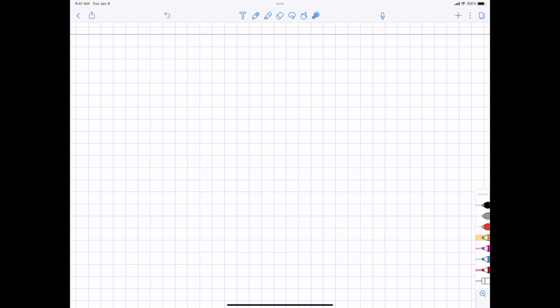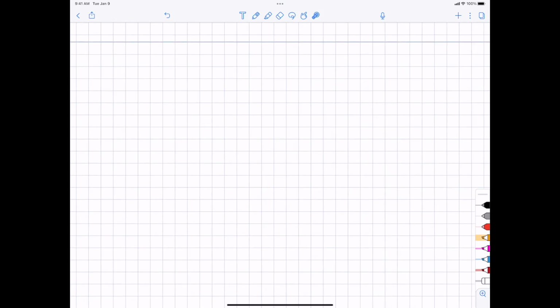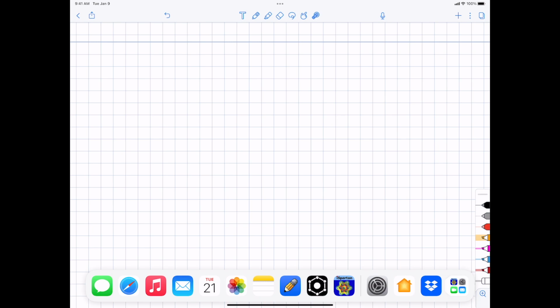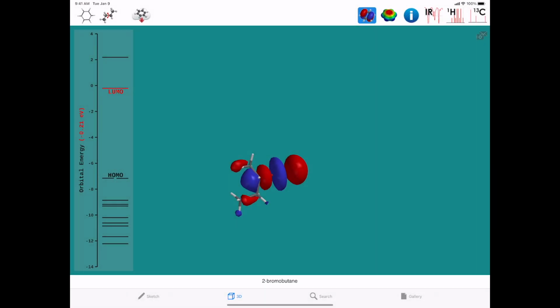I'm trying to decide whether to talk about what favors SN2 versus SN1 before I pull back the curtain and show you a whole other thing that was going on the whole time. So I think we'll pull back the curtain and show you the whole other thing that was going on the whole time. All right. So to start, what I'm going to do is draw or show you in Spartan.